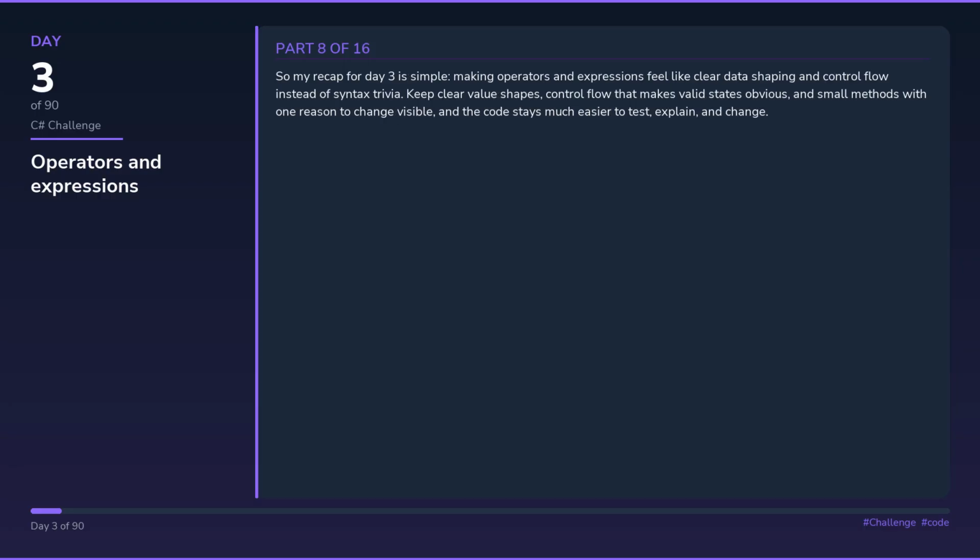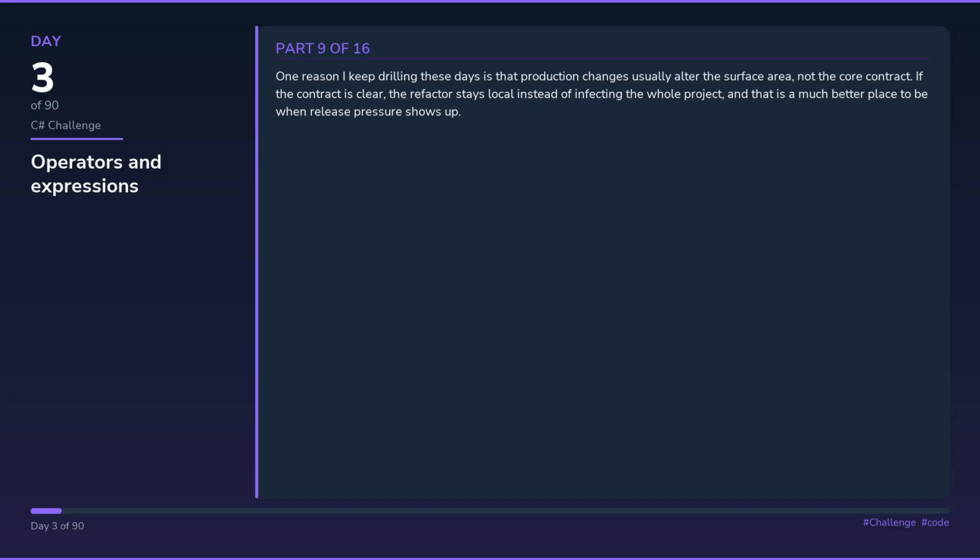So my recap for day 3 is simple: making operators and expressions feel like clear data shaping and control flow instead of syntax trivia. Keep clear value shapes, control flow that makes valid states obvious, and small methods with one reason to change visible, and the code stays much easier to test, explain, and change. One reason I keep drilling these days is that production changes usually alter the surface area, not the core contract. If the contract is clear, the refactor stays local instead of infecting the whole project, and that is a much better place to be when release pressure shows up.